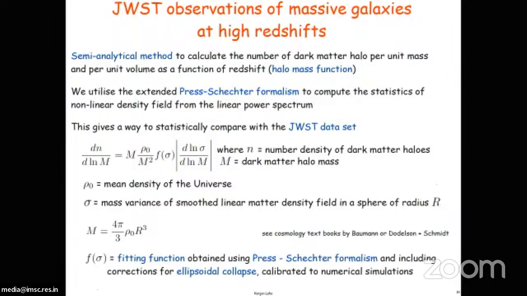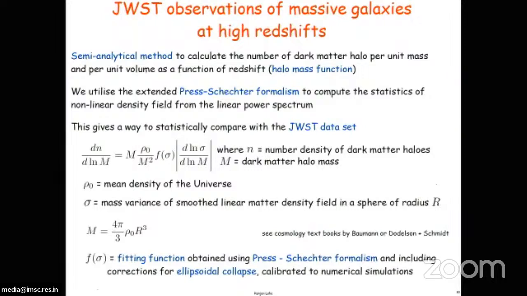All right. So you can calculate something called the halo mass function, which is the number of dark matter halos per unit mass per unit volume. Using this Press-Schechter formalism, this depends on various things. What is the mean density of the universe at the redshift you're looking at? What is the dark matter halo mass you're talking about, capital M? And what is the variance in the dark matter density in that patch of the sky, which is signified by the radius R? These are in standard cosmology textbooks.